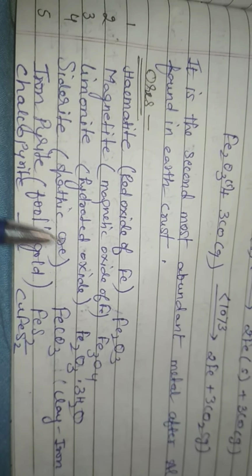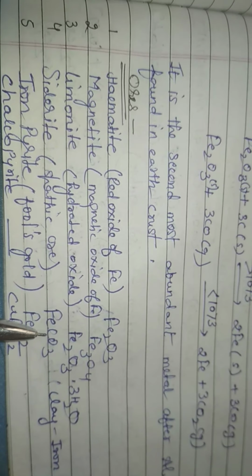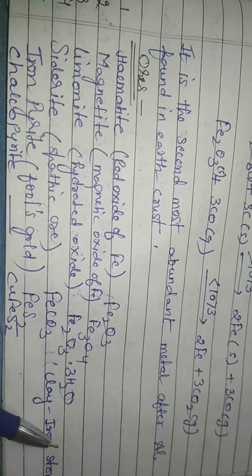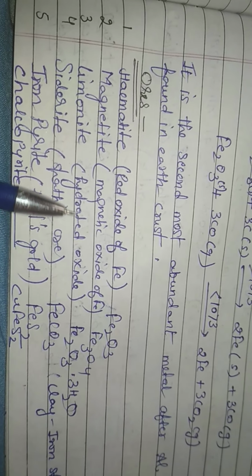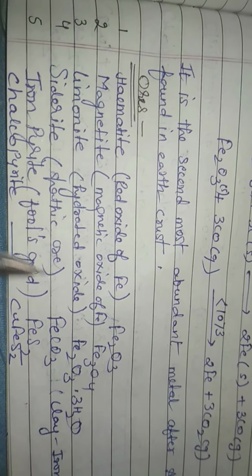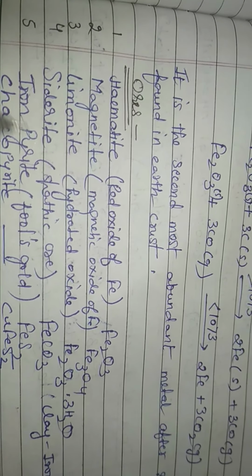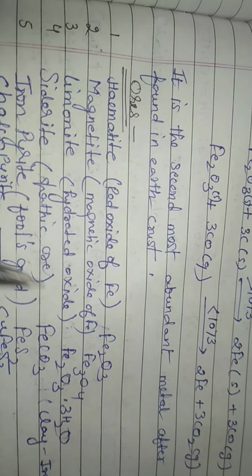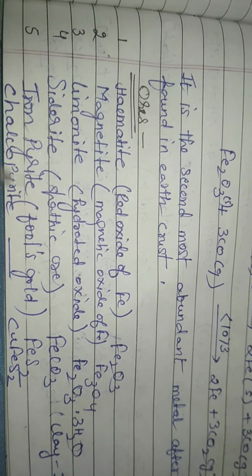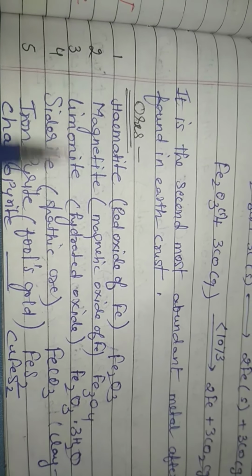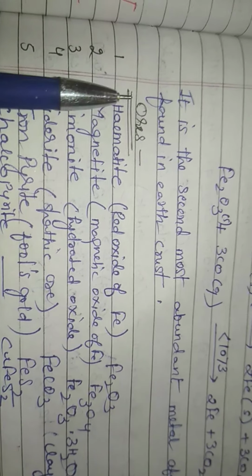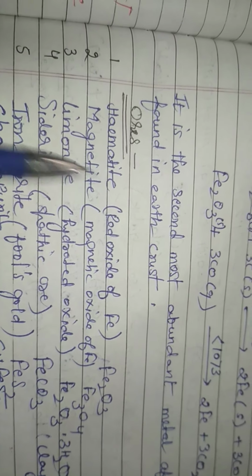Siderite or spathic ore, the formula is FeCO3, iron carbonate, is also known as clay ironstone due to the presence of clay found in FeCO3. Iron pyrite, also known as fool's gold, has the formula FeS2. Chalcopyrite is CuFeS2, but generally we extract copper from this particular ore. So these are the main ores from which we can obtain iron. Generally, the extraction of iron is done with the oxides of iron.